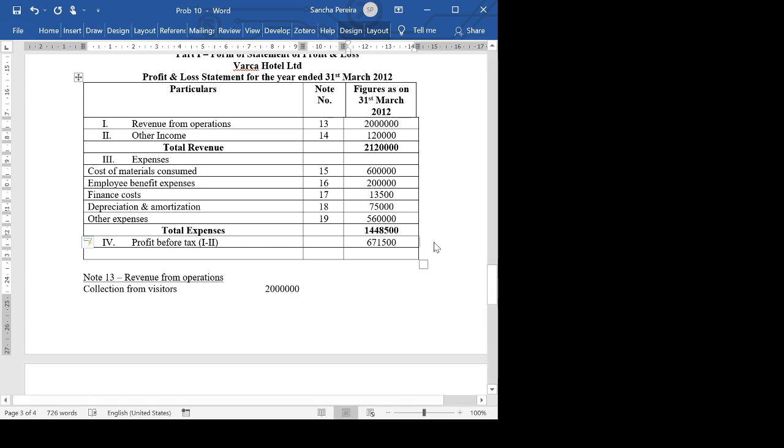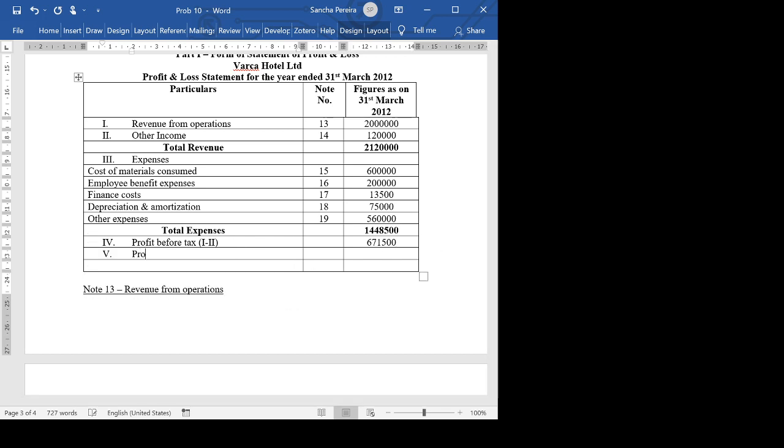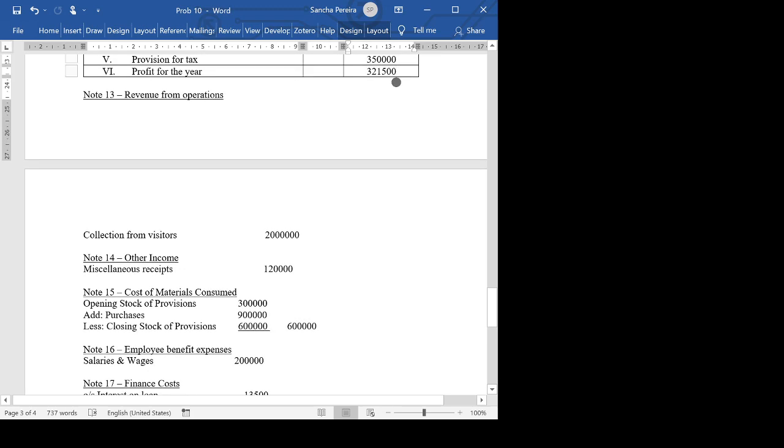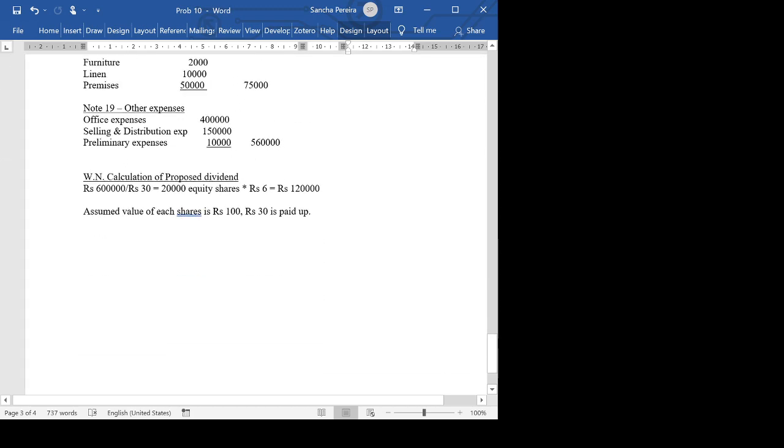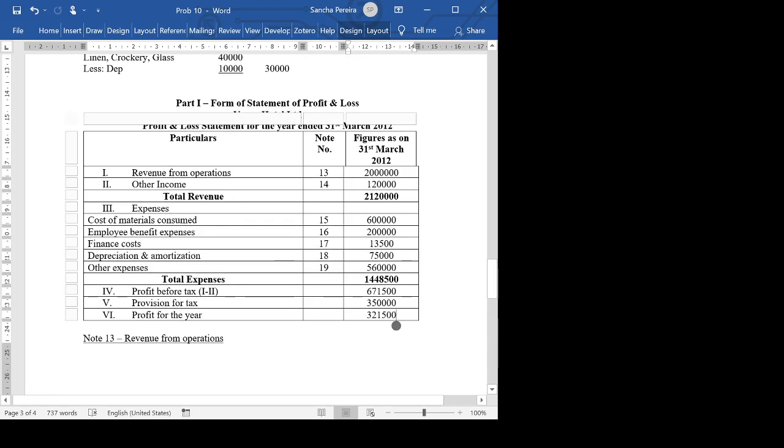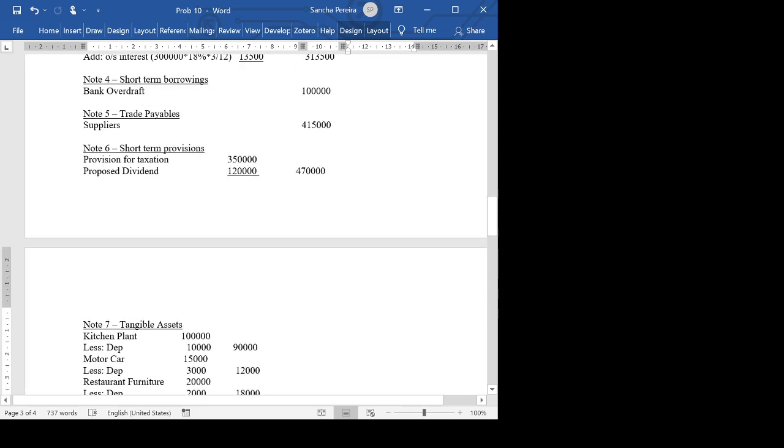And I already know the provision for tax. There's no note number for this because they've directly given it to us as 3,50,000. And then the last thing that I'm going to get is profit for the year, or profit for the period, which is the final answer, that is 3,21,500. Let's see if we can complete this because next we will meet only on Wednesday. Now this I have to transfer to reserves and surplus.